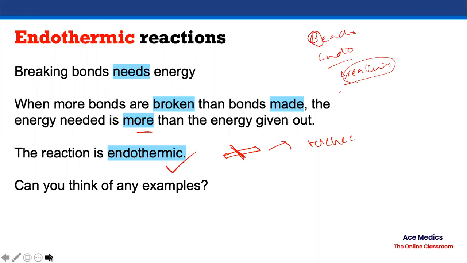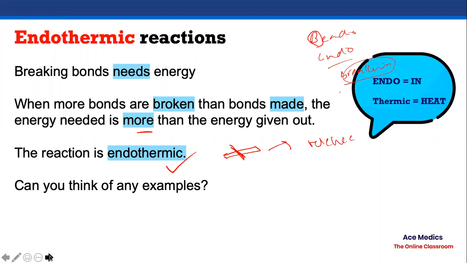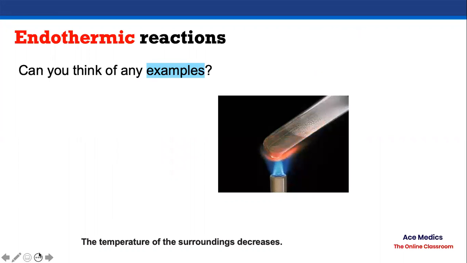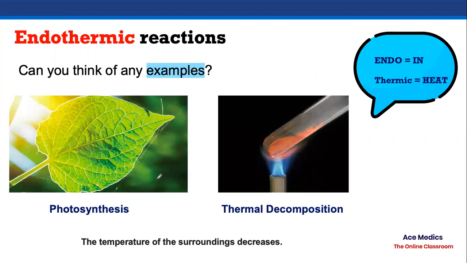Okay, so can anyone think of examples of endothermic reactions? Does anyone know any examples? What are we thinking? What are examples of endothermic reactions? Okay, that's fine. So examples of endothermic reactions are photosynthesis, okay, and thermal decomposition. So breaking something down by heat are examples of endothermic reactions.